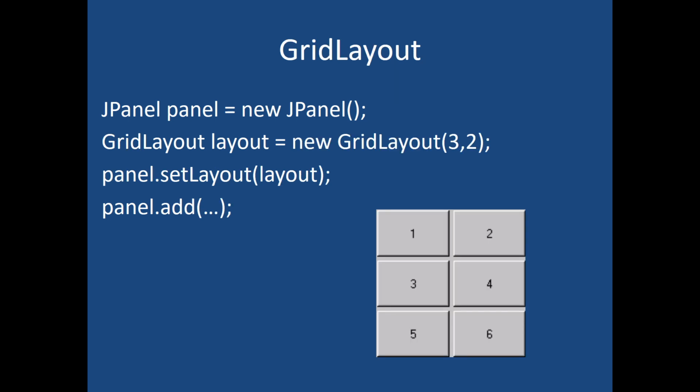GridLayout is for laying out things in a grid, obviously. So in this case, I have 6 buttons, and they're laid out in a 3-row, 2-column grid. So all you have to do is, if you create a JPanel, you add the 6 buttons to it. You just say, set the layout to GridLayout, and it rearranges the buttons for you. You don't have to go and place them yourself, which is actually an option. You don't have to use a layout manager. You can place things yourself. Typically, we don't do that.